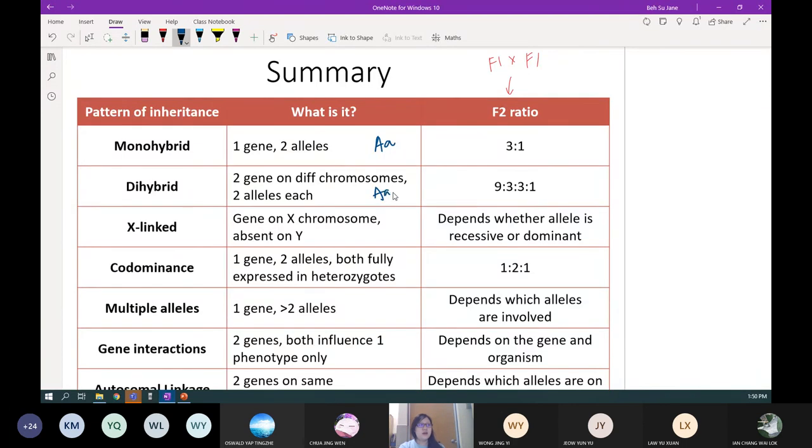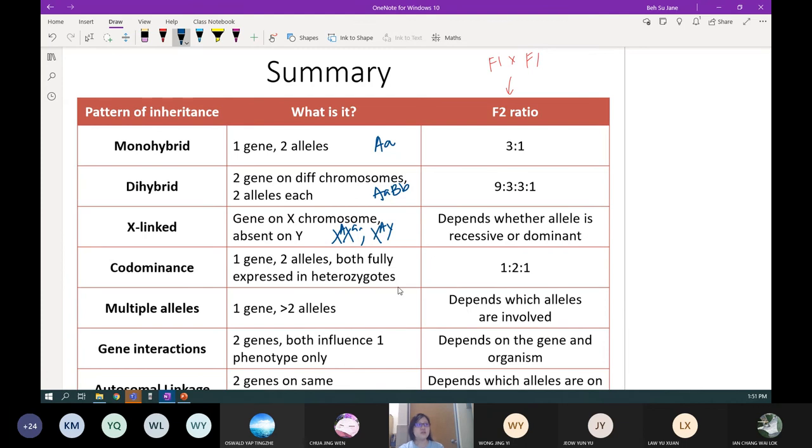Dihybrid, on the other hand, is two genes, each with two alleles, coding for two traits, resulting in a 9-3-3-1 ratio. Remember the complicated Punnett square? This is it. Next, X-linked, it will look something like this, right? And the F2 phenotype really depends on which allele is recessive or dominant, and on whether the dad has the recessive or the dominant. So this one really, you have to see the situation.